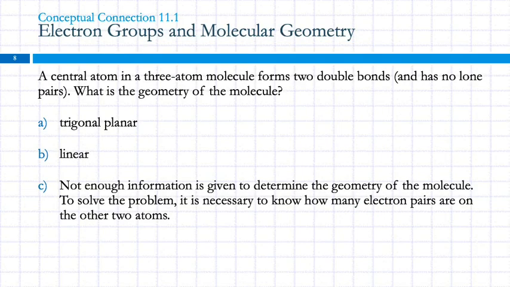So let's look at a conceptual question. A central atom in a 3-atom molecule forms 2 double bonds and has no lone pairs. What is the geometry of the molecule?